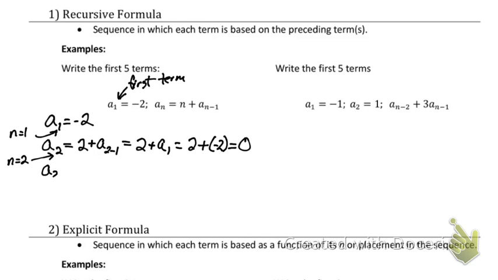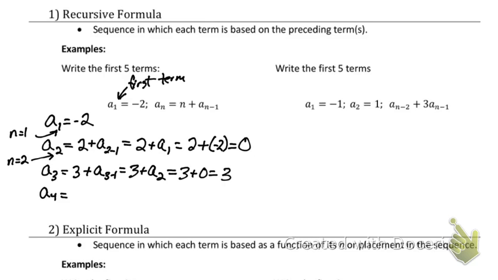For a sub 3, we're just going to replace the n's with 3. So we're going to have 3 plus a sub 3 minus 1, which is going to be 3 plus a sub 2, but a sub 2 is just the term right above it, so it's 3 plus 0, which equals 3.